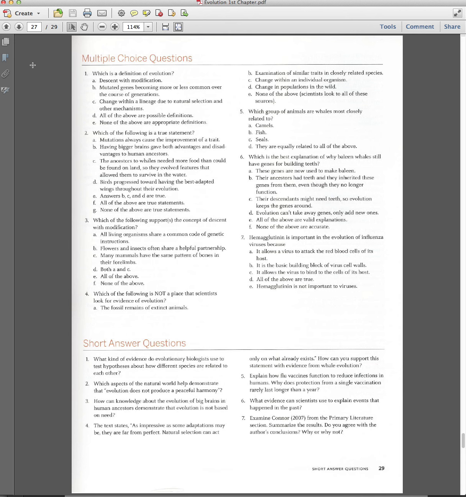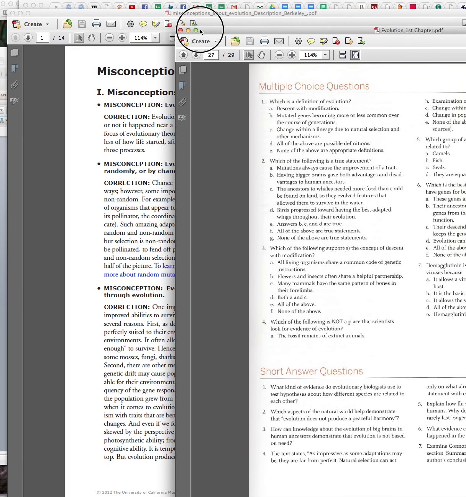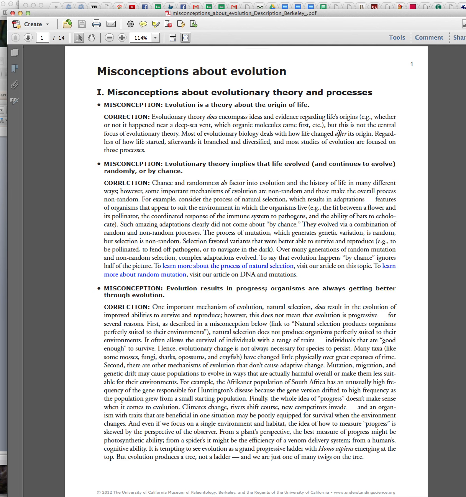Okay, the next and last thing in this reading guide is going to be misconceptions about evolution. So here we have a document from Berkeley, and I downloaded this from their website. You can do the same. And I also handed it out in class. There are links that are functional in here, so you can click on them if you want. They have a fantastic website. I haven't found anything I don't like on it.